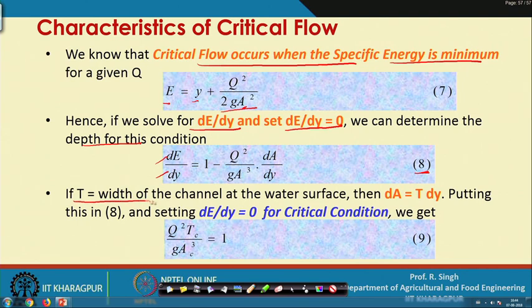So, if T is the width of the channel at the water surface, then dA is T dy, that is obvious. Putting this in equation 8 and setting dy equal to 0 for the critical condition, we will get q square T c by g A c cube equal to 1. We are calling it T c because it is the critical condition.